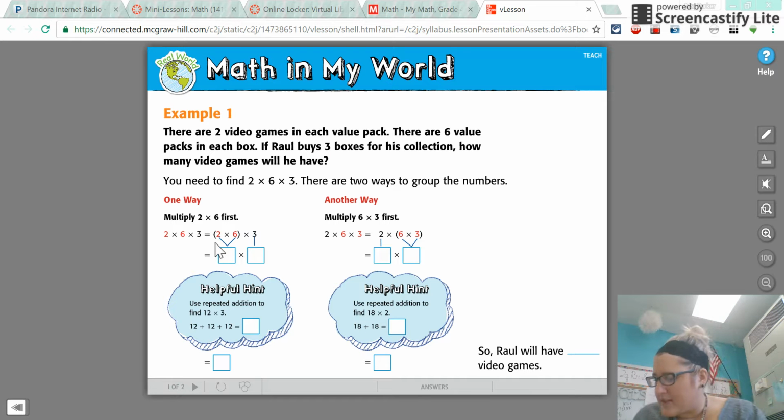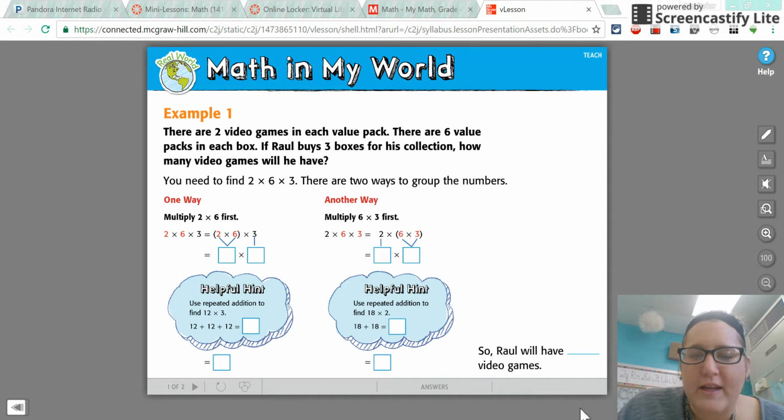I hope that helped you with the associative property today. I'm sure in your mini lessons we're going to go over example 2, and I think you're really going to find this easier to do once you continue practicing. So please enjoy the rest of your math time, work hard, finish your must-do, may-dos, and have a great day.